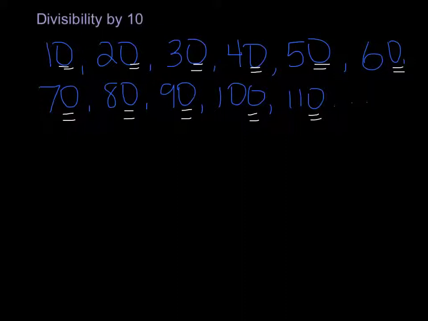Because we know that one of the divisibility rules for 5 is that it is divisible by 5 if there's a 0 in the ones column as well. Same divisibility rule for 10. So let's do a couple examples.